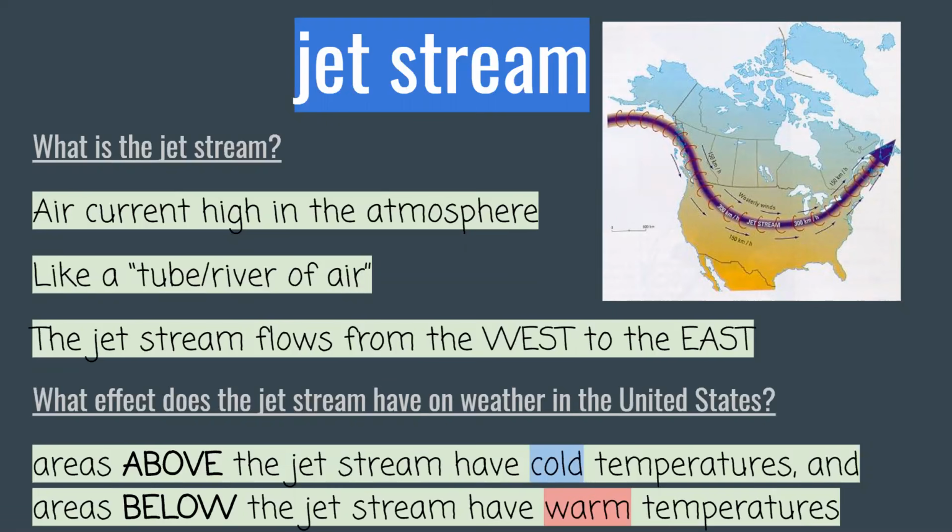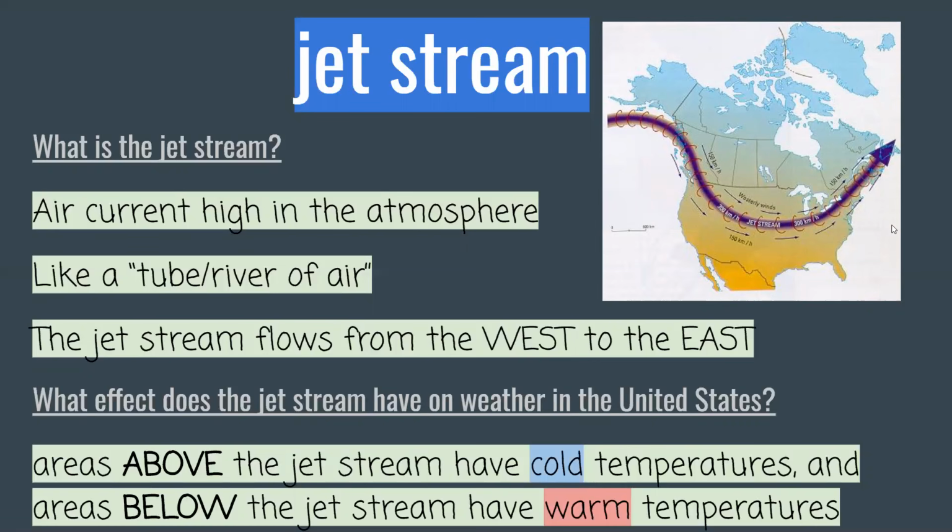And the jet stream flows from west to east, just like weather moves from west to east. The jet stream does have an effect on our weather. Areas above the jet stream, like in this picture, the northern United States and Canada, have cold temperatures, while areas below the jet stream, such as down here, the bottom part of the United States, have warm temperatures.